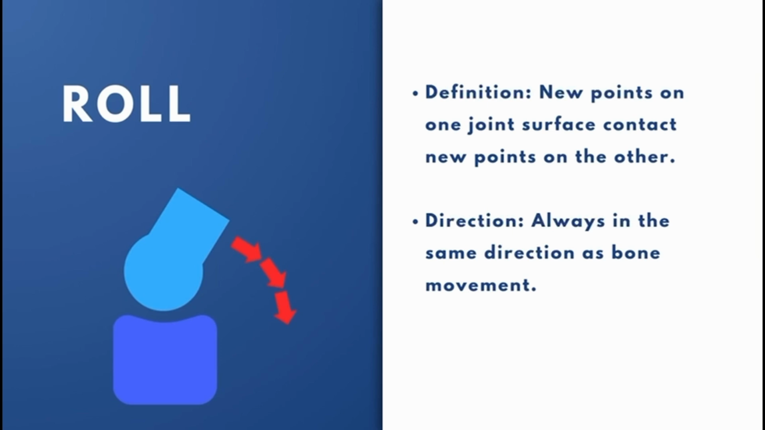Let's start with one of the fundamental arthrokinematic movements, the roll. Roll is when new points on one joint surface come into contact with new points on the other surface. The roll always happens in the same direction as the bone's movement. In the diagram, the red arrows show the direction of the roll. This movement helps maintain the natural fit between joint surfaces as the bone moves.